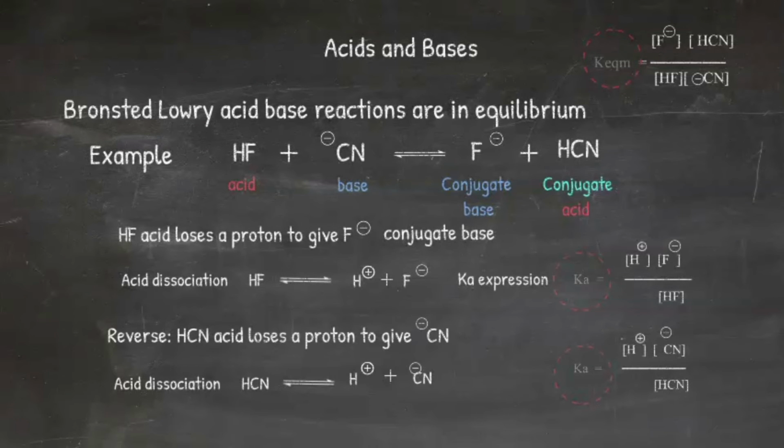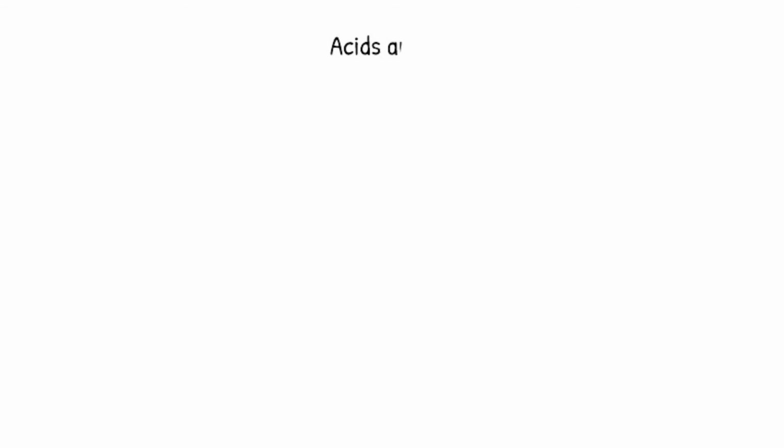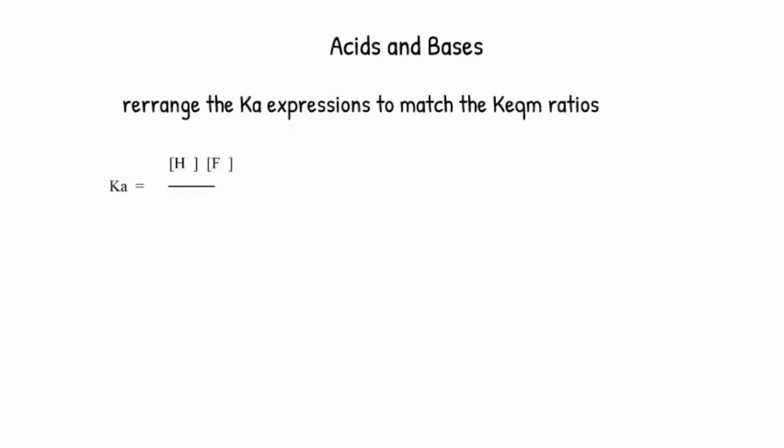The next slide will show you how this can be rearranged to determine the value of K equilibrium and the position of the equilibrium. Acids and bases. To determine the value of K equilibrium, we need to rearrange two mathematical equations, the Ka expression for HF and the Ka expression for HCN.